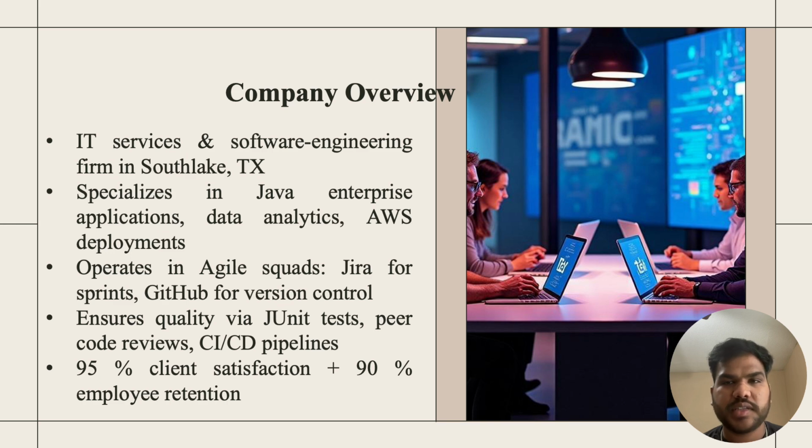Dynamic Tek is an IT services and software engineering firm in Southlake, Texas. We serve finance, healthcare, and logistics clients by building enterprise Java applications, data analytics platforms, and AWS hosted solutions. Our team operates in 2 week agile sprints, tracks work in Jira, uses GitHub for version control, and enforces quality via JUnit tests and CI/CD pipelines. We maintain over 95% client satisfaction and 90% employee retention through mentorship and regular tech talks.